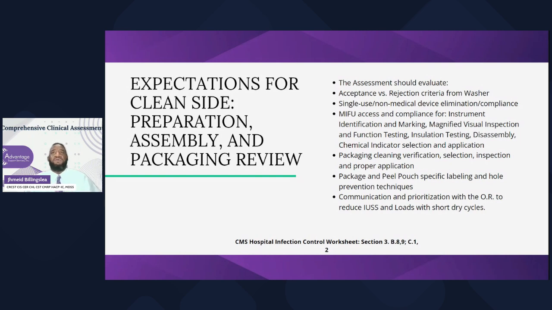Single-use and non-medical device elimination compliance. Spoons are great from the cafeteria. I did cysto when I was scrubbing a little bit, and man, spoons are crucial for cysto cases, but you have to make sure you have a medical grade spoon. If you don't, then now you just turned yourself into an FDA reprocessing center, so you have bigger problems than just that accreditation visit.